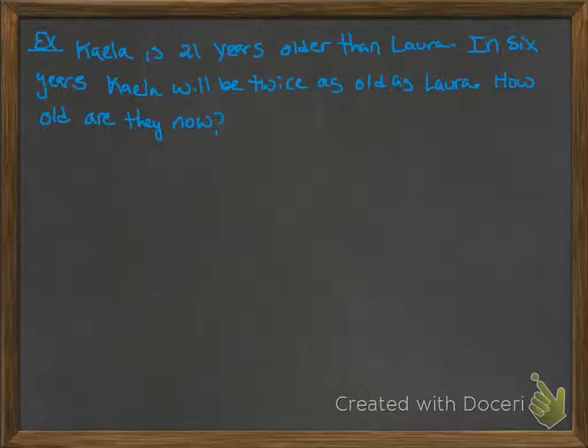Okay, another example. Kayla is 21 years older than Laura. In 6 years, Kayla will be twice as old as Laura. How old are they now?